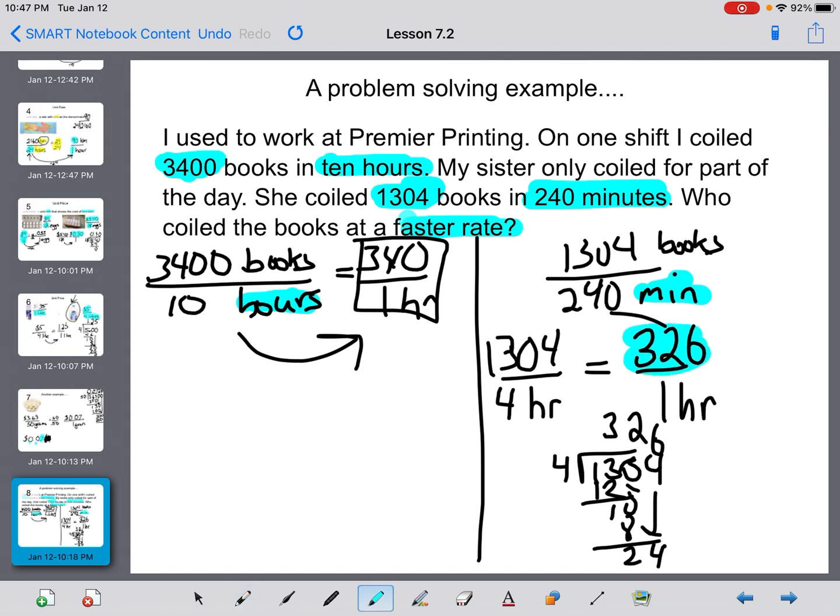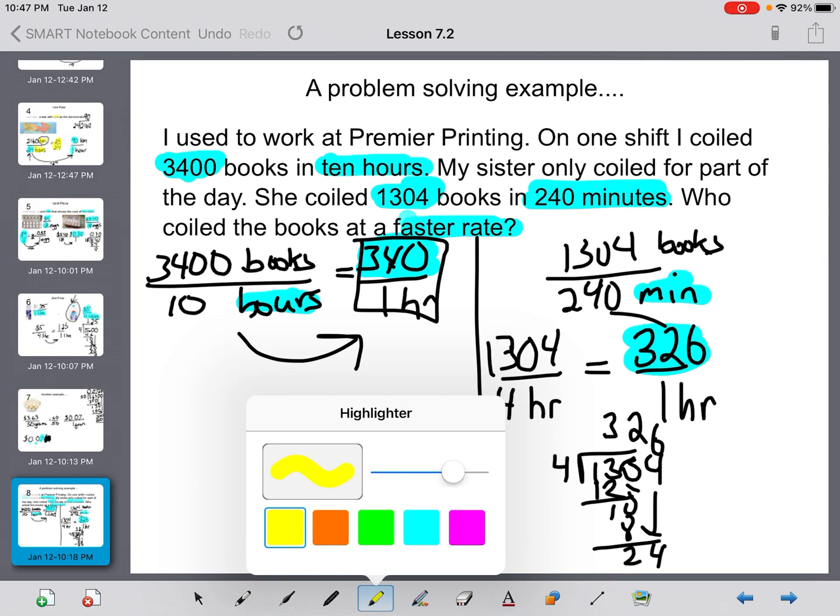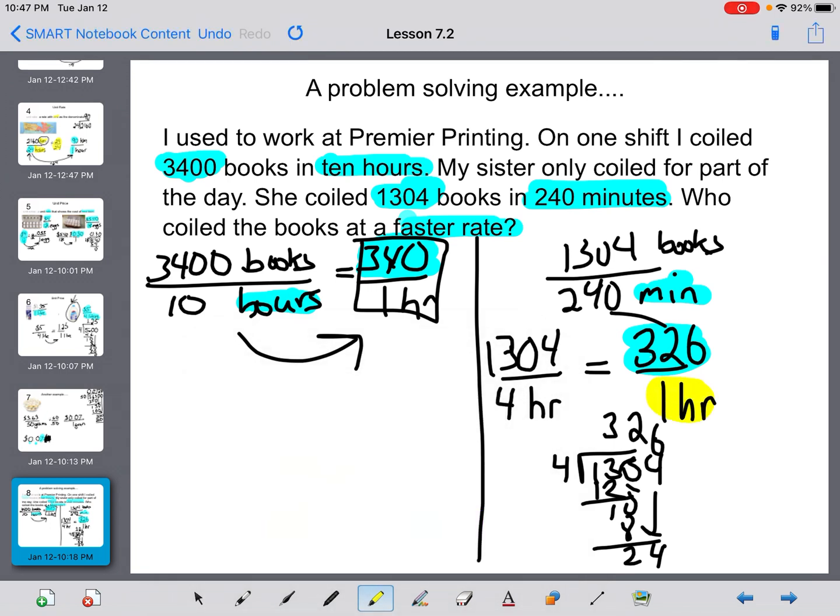So we're now able to compare the rates. And it shows that I was a faster coiler than my sister, which is a true story, but I also worked there longer than her, so I got good at it. So again, notice we're only able to compare that I'm faster because we made sure that we were both talking about 1 hour, right?